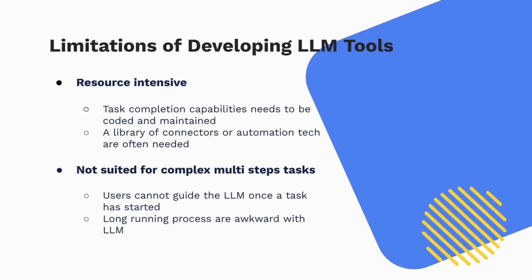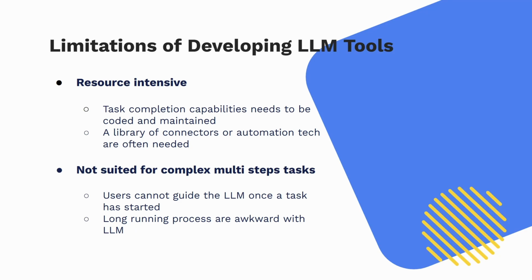Every additional capability added to an LLM needs to be programmed and maintained individually, which is resource intensive. Performing useful tasks often requires building a library of connectors or other automation functions such as RPA to connect and perform tasks in other applications. This is another very resource-intensive process to build and extend that library.